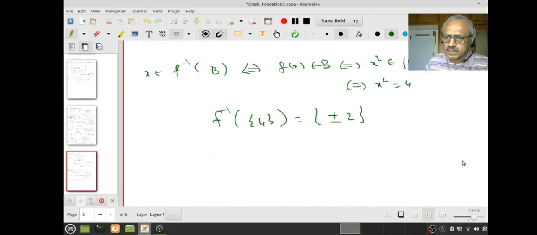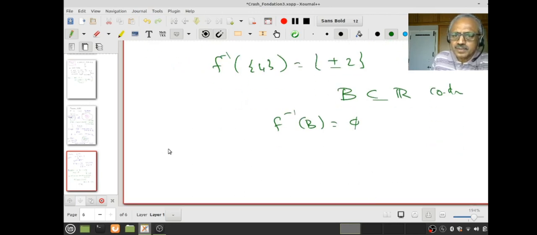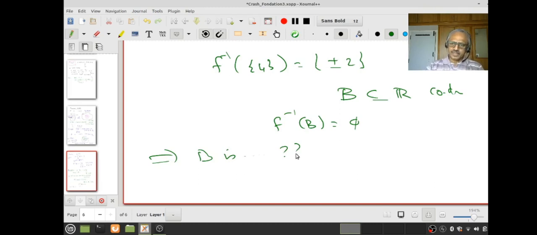Right. Now suppose I say there is a subset B of R, this is a codomain, such that f inverse of B is empty. What can you conclude? Is the question clear? Suppose I give a subset B of R and the function f is f of x equal to x squared, and I say f inverse of B is empty. What can you conclude about B?